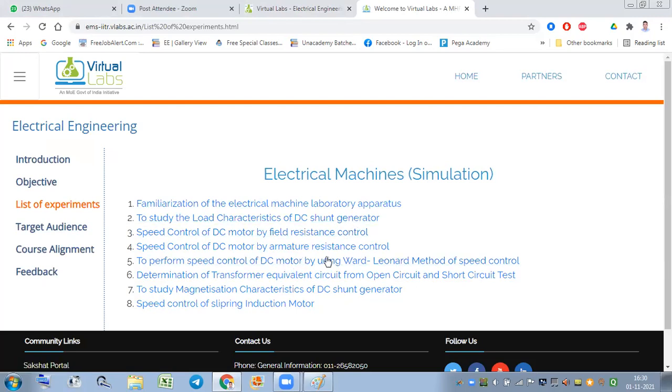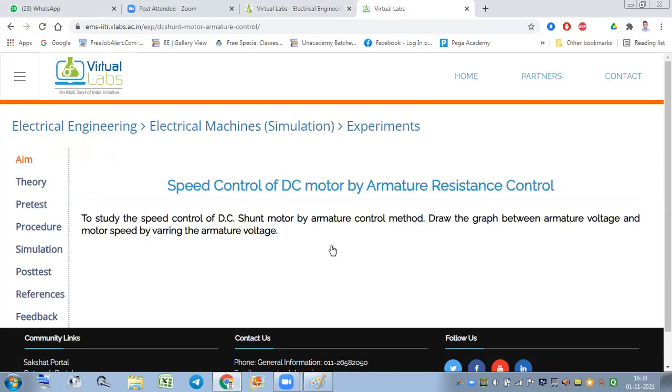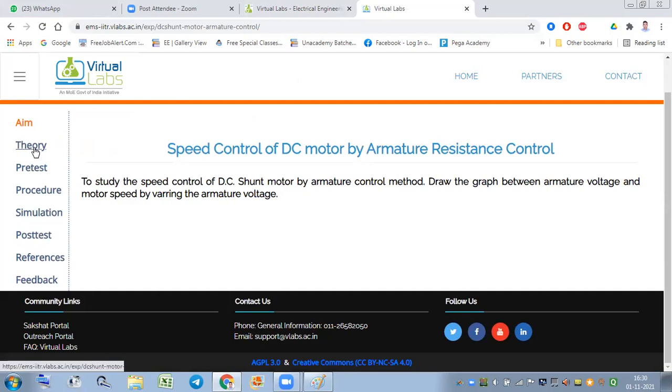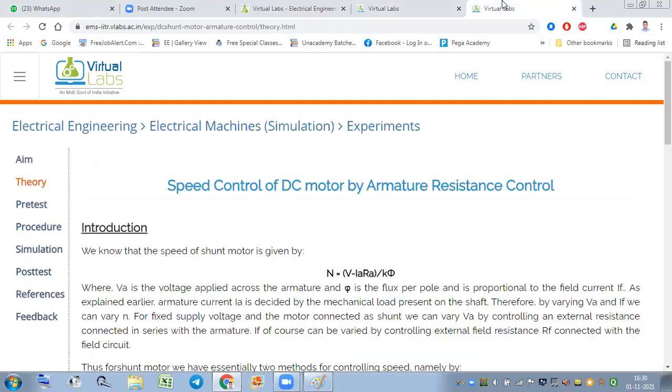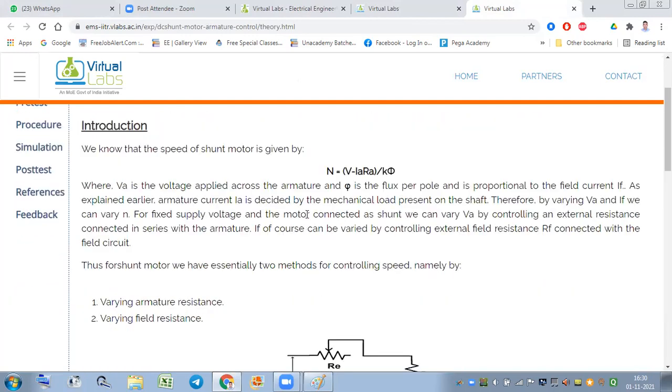We are doing the speed control of the DC motor by armature resistance control. Just click that, and you can clearly see in the experiment, on the left side, the theory is there. First, see the theory. You can clearly see the same thing.